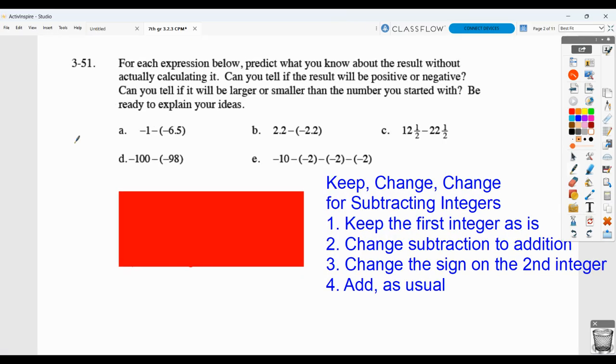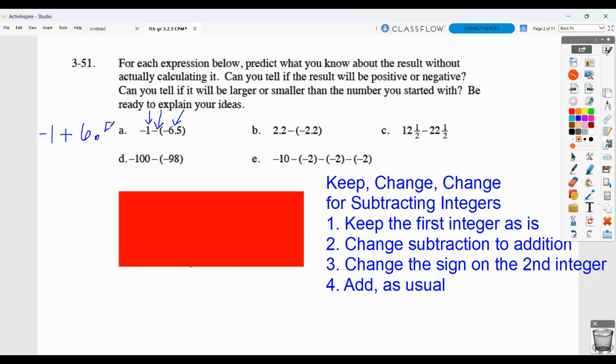So if we start with A, keeping the first integer as it is means that we're going to keep -1 as -1. Then we're going to change the subtraction sign right there to addition. And then we're going to change the sign on the second integer. Well, the second integer is -6 5/10. Now we're going to make it +6 5/10.